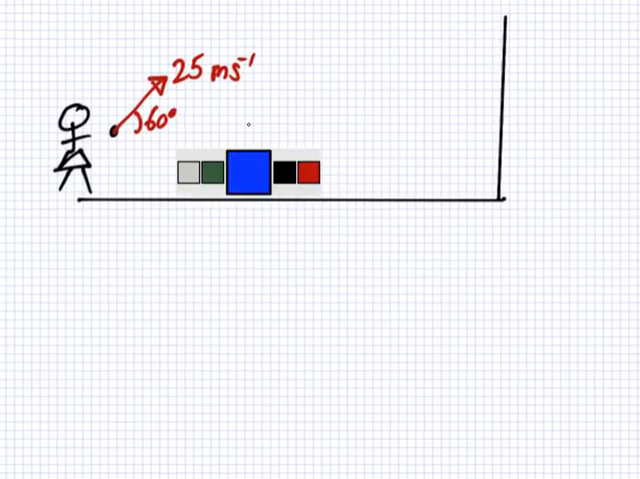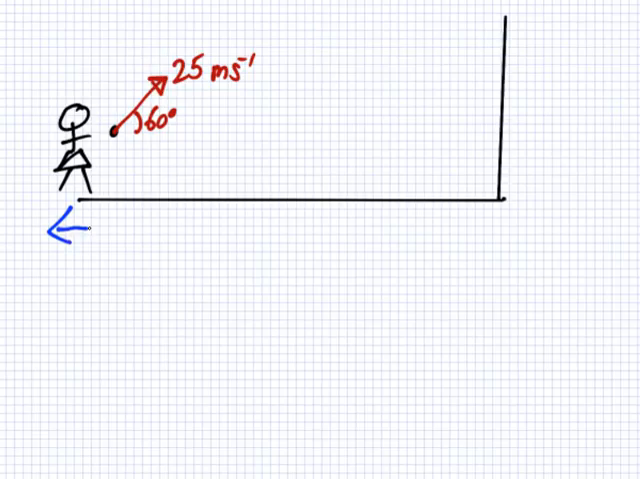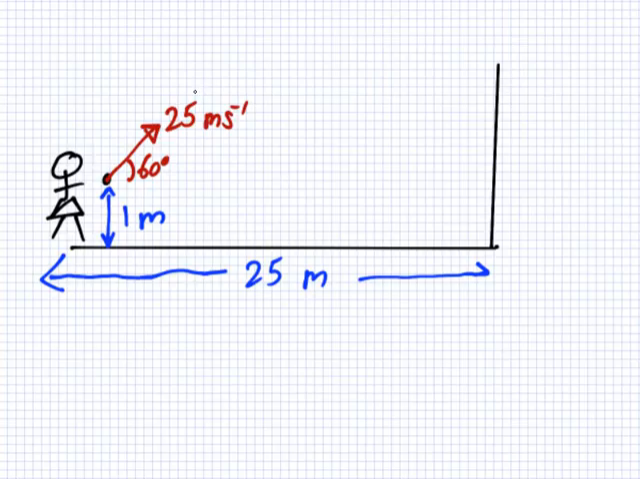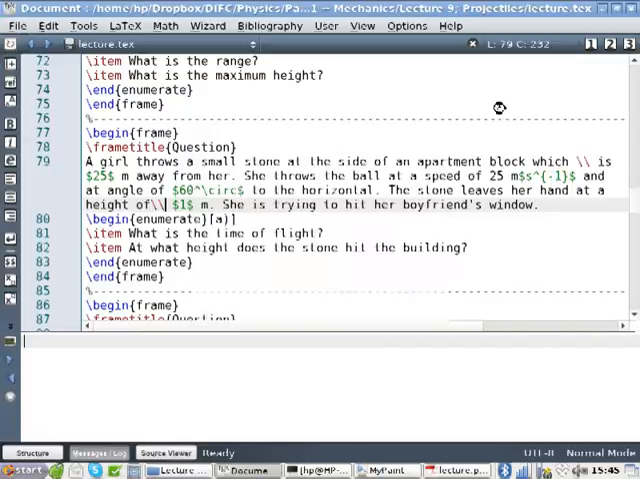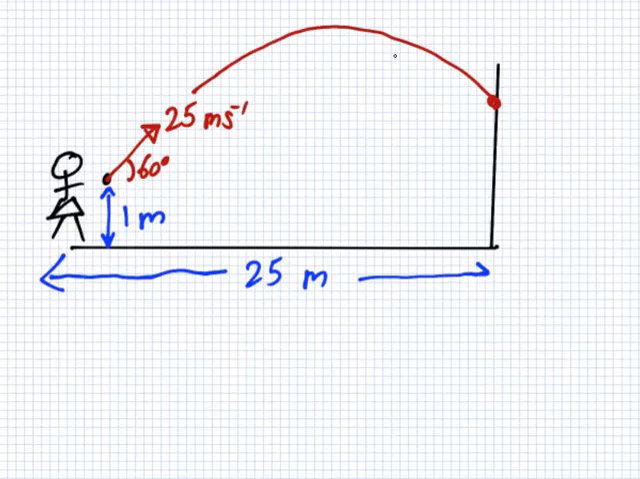And we also know how far away, don't we? 25 meters. And we also know that this distance here is 1 meter. And it will go up and then down, or something like this. And what am I looking for here? What's the time of flight and what height on the building? So I'm looking for the time to get here and the height is what I want to know.